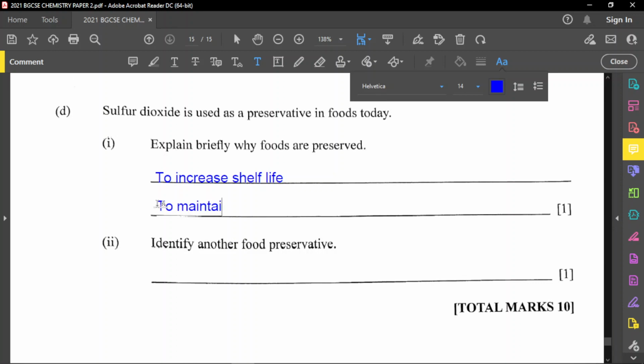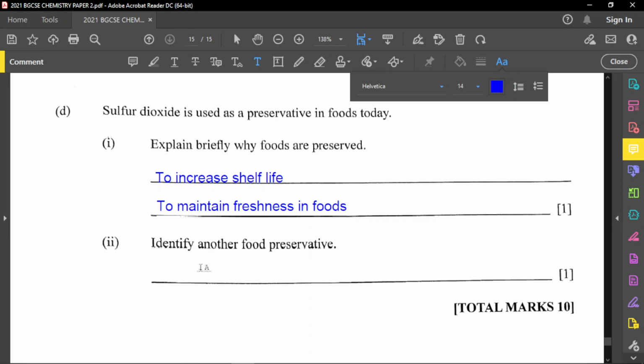To maintain freshness in foods. Yeah, to make the food remain fresh for a longer period of time, which is similar to increasing shelf life as well. So it is to prevent spoilage, to make sure food is available, and things like that. Identify another food preservative.